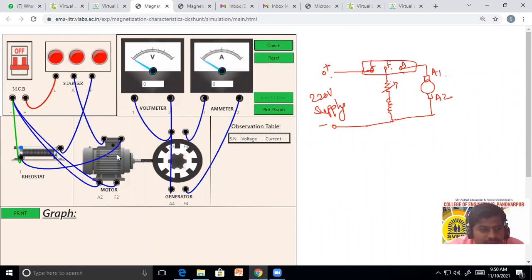Now first of all we will perform this practical. So this MCB has to be switched on. See here the green LED glows, and this generator should start rotating. That means the motor starts rotating and the generator starts rotating. Can you see this? Hello. Yes, sir. Okay.